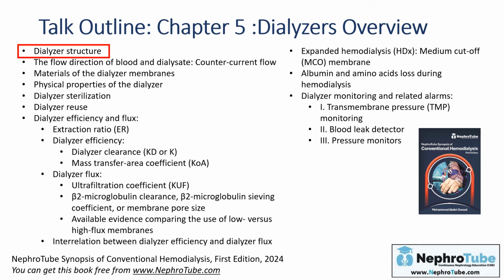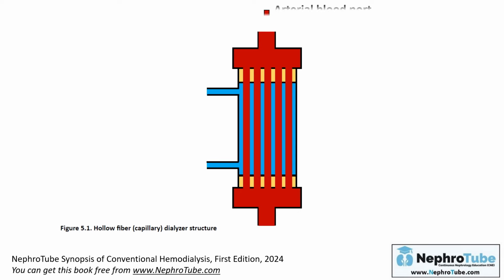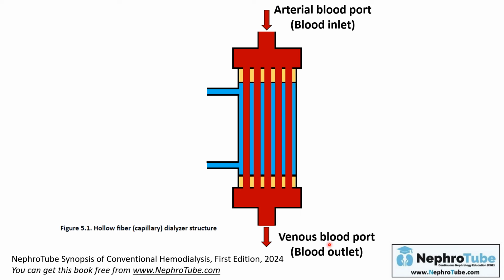First of all, what is the structure of the dialyzer? Each dialyzer has an arterial blood port or blood inlet, where the blood comes from the patient and then it flows into the dialyzer. Then we have the venous blood port or the blood outlet, where the blood passes from the dialyzer back to the patient. As we mentioned, parallel to the blood, there is the dialysate flow. So we have here the dialysate inlet port and here the dialysate outlet port.